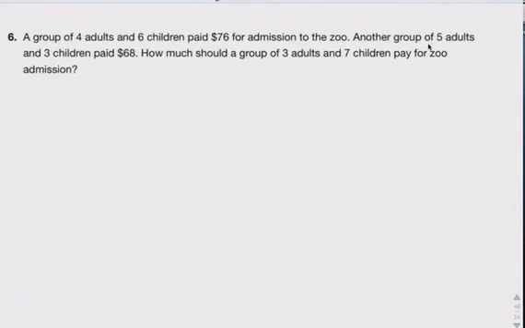Okay, one last one. A group of 4 adults and 6 children paid this much for admission to the zoo. Okay, so 4 adults, 4A plus 6C paid $76. Another group, 5 adults, 5A, plus 3 children equals 68.